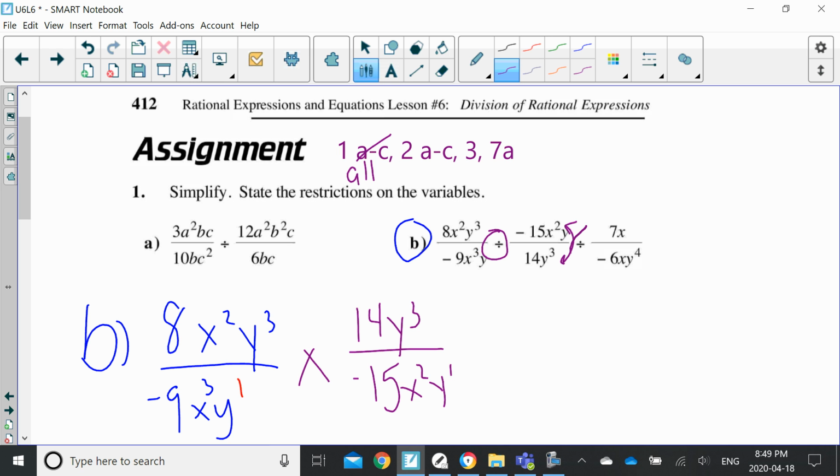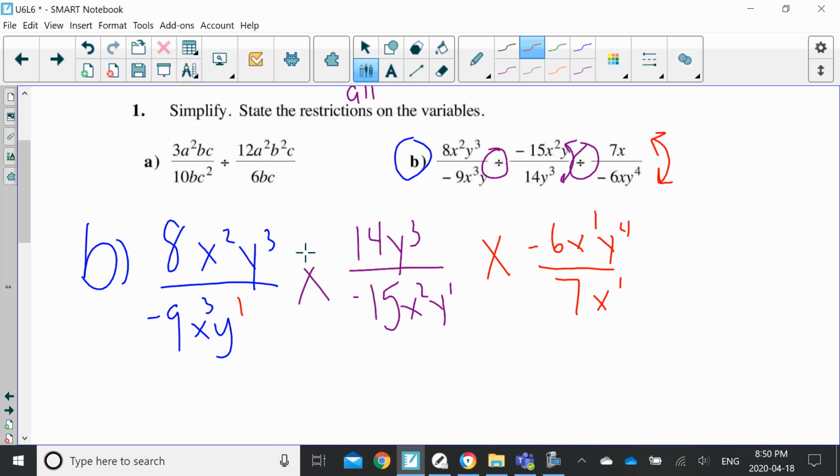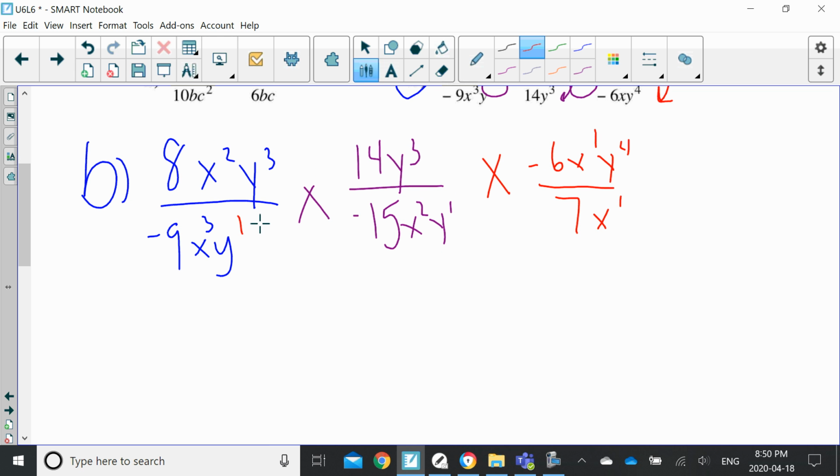I have another division symbol, but again, instead of writing division, I'm going to change that to a multiplication sign. And in order to do that, I would have to flip this fraction here. So every time you see a division sign, change it to a multiplication sign, and then just take the reciprocal of the fraction. Okay, so the reciprocal of that would be negative 6 x to the 1 y to the 4 all over 7x to the 1.